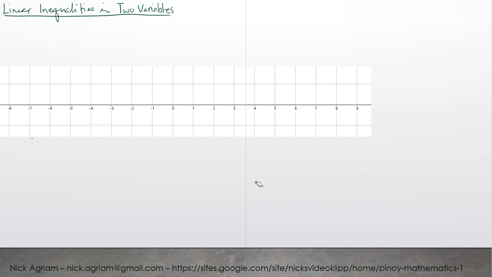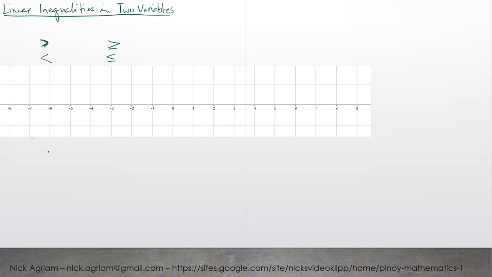The next topic that I'm going to discuss is about linear inequalities in two variables. Maybe you are familiar with these symbols. If I'm going to read them, this is the greater than, less than, greater than or equal, less than or equal. What's the difference between these four symbols?